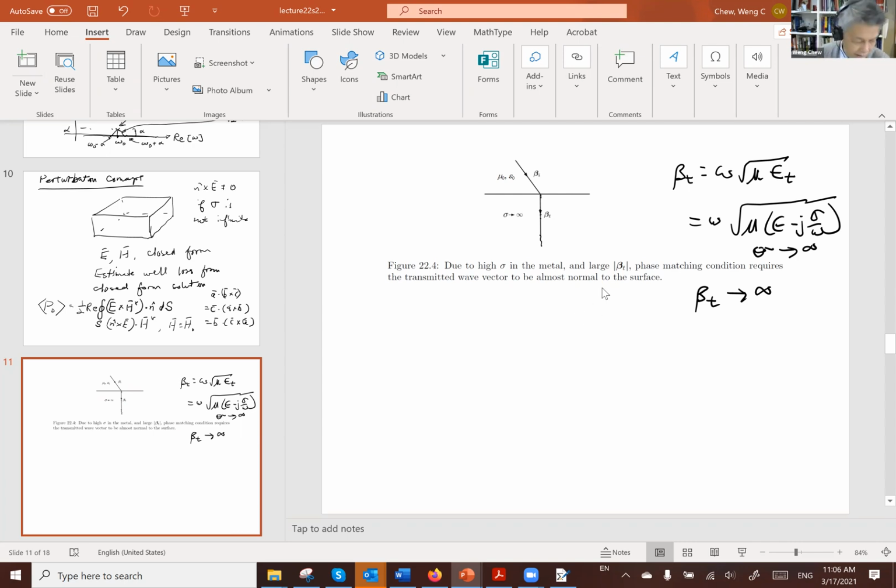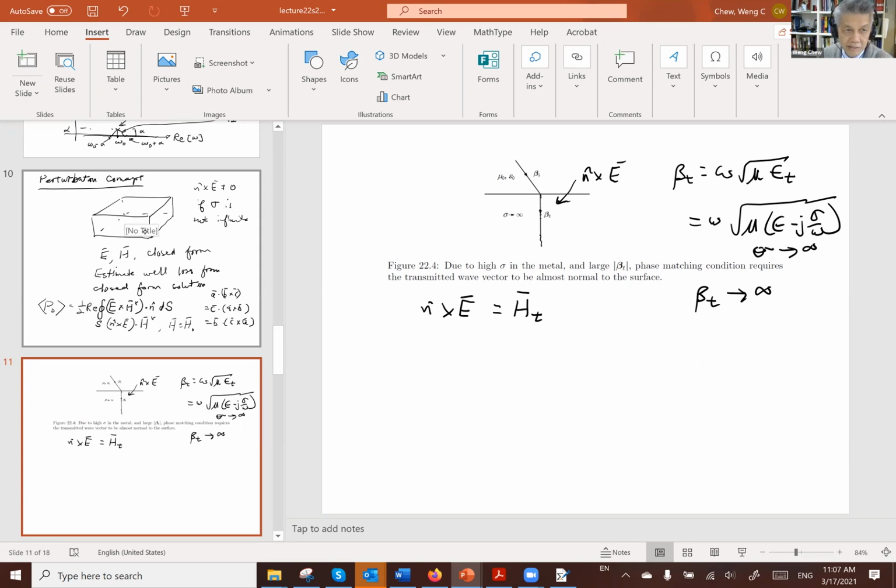Because the wave has to be almost normal to the surface, you can estimate the solution in this region with a plane wave. Assuming that it is a plane wave, then you can say that n cross E is very much like that of a plane wave. So n cross E on the transmitted side would be equal to tangential H. Tangential H is going to be purely tangential because this is a PEC surface.